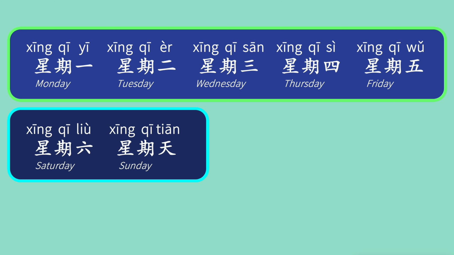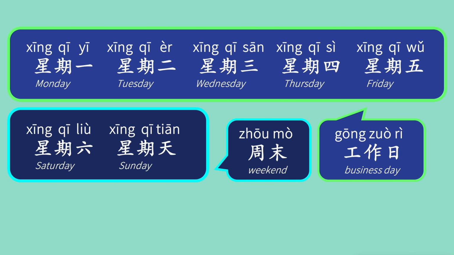Only one day of the whole week is different. 星期天. The last day, Sunday, we wouldn't say 星期七, we say 星期天. From Monday to Friday, 星期一到星期五, these 5 days, they are 工作日. 工作日. 星期六和星期天, they are 周末.